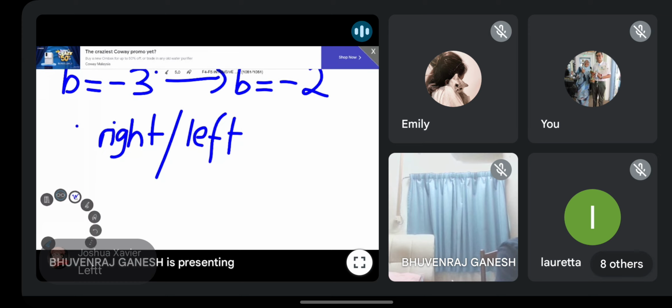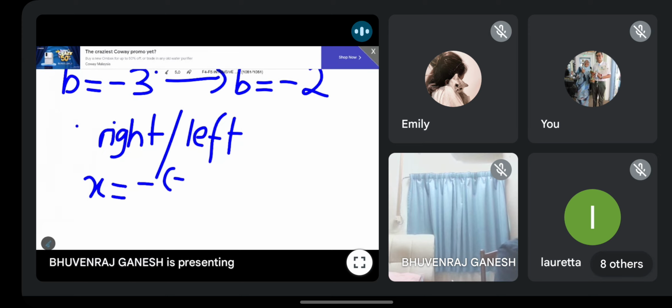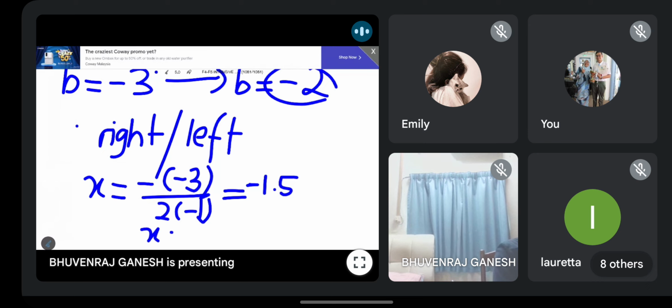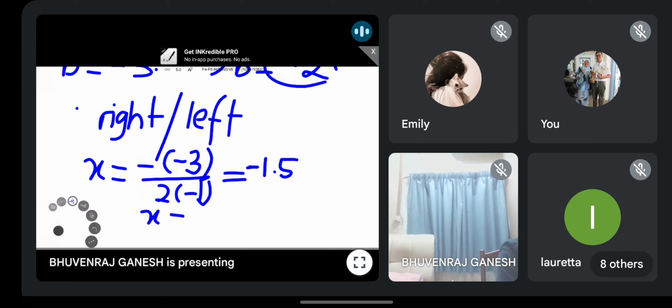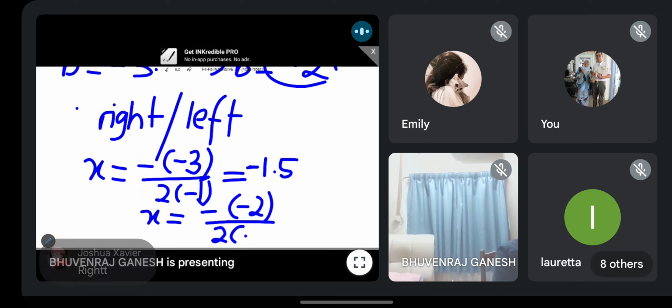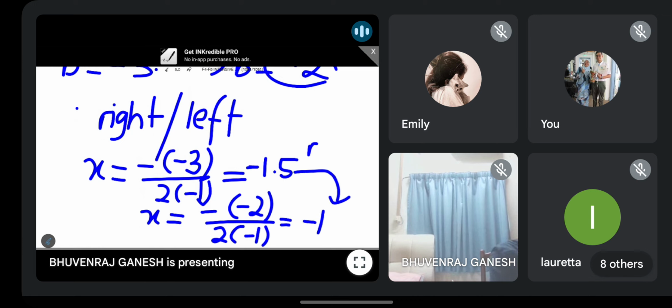If b is negative 3, x equals negative b over 2a, a is negative, so you get negative 1.5. Because still got negative. So the second case, I use b is negative 2. Negative b over 2a, so you will get 2 over negative 2, negative 1. This one, the value increases. Nilai bertambah. So the answer is right.